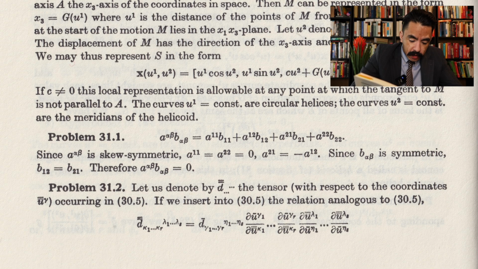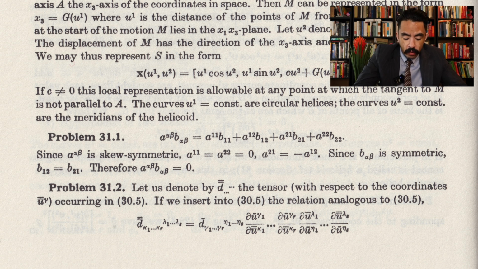Let us denote by d double over bar the tensor with respect to the coordinates u double over bar gamma occurring in the transformation law for mixed tensors. If we insert into this transformation law the relation analogous to the exact form given in the book, then we have d double over bar subscript kappa 1 through kappa r and superscript lambda 1 through lambda s equals d over bar subscript gamma 1 through gamma r and superscript eta 1 through eta s times partial u over bar gamma 1 partial u double over bar kappa 1 times etc.